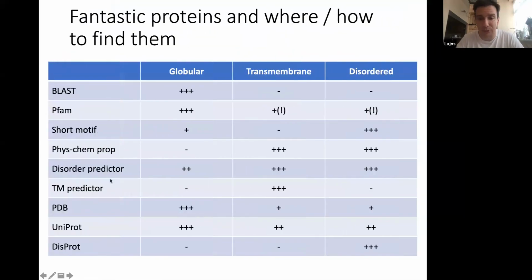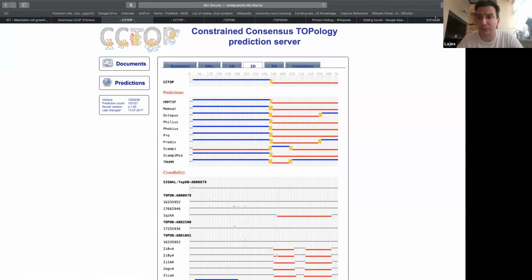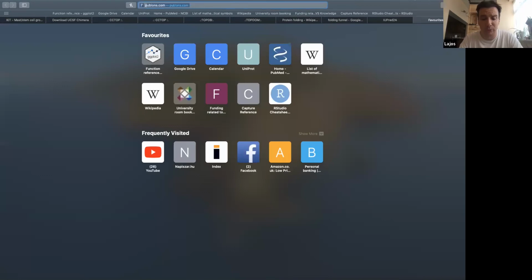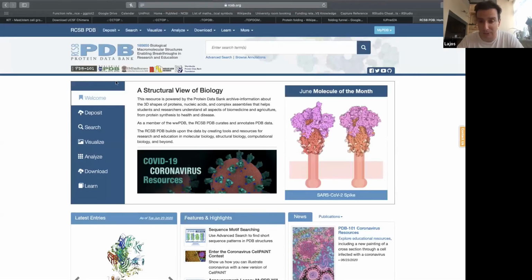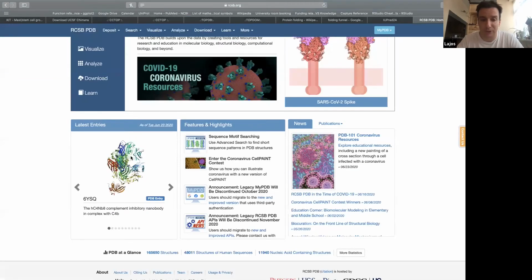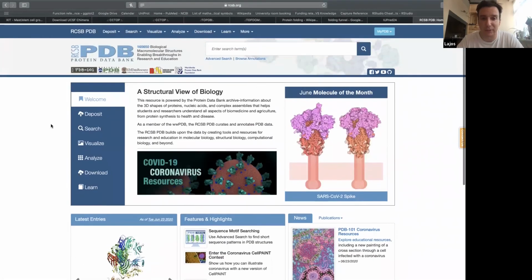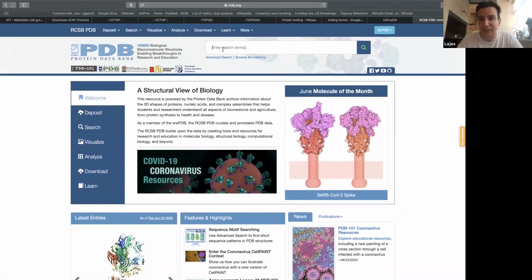So transmembrane predictors are good, of course, for transmembrane regions. They can't be used for anything else. The next thing is PDB. That's the Protein Data Bank for structures. So if you look for PDB on Google, then for me, that's the first hit, the RCSB PDB homepage. This is the database that is responsible for storing all the three-dimensional structures of different proteins, and you can search with any kind of keyword.